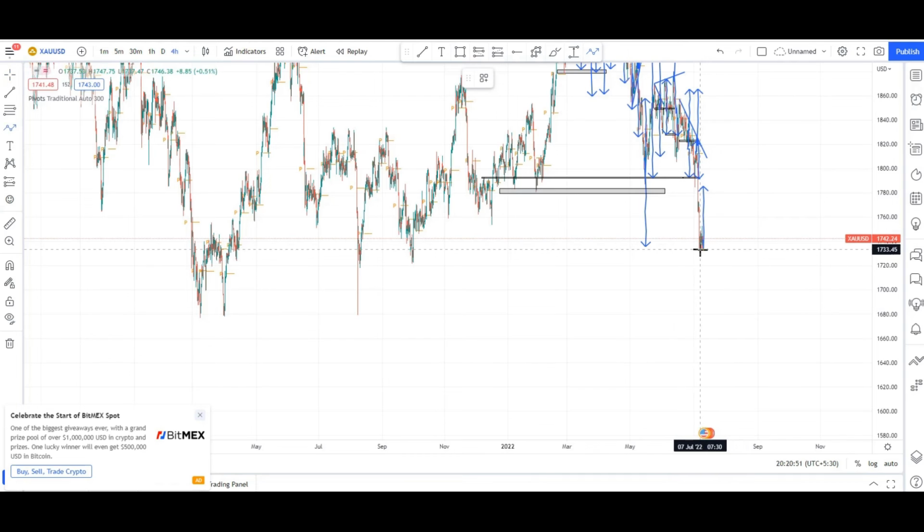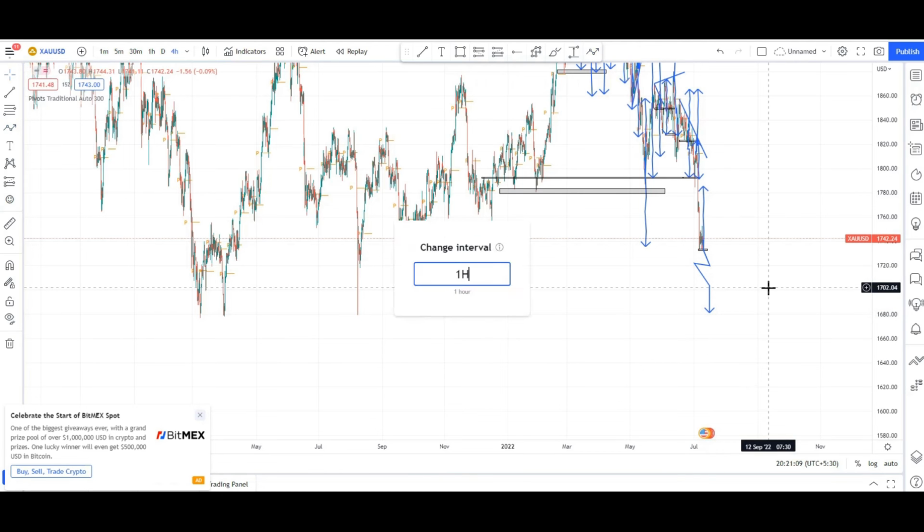So if it takes resistance somewhere here, then our first target will be here only, and you have to book at least your whole profit, because this is looking like a major supporting area. Then your second, this will be one of the major supporting areas.